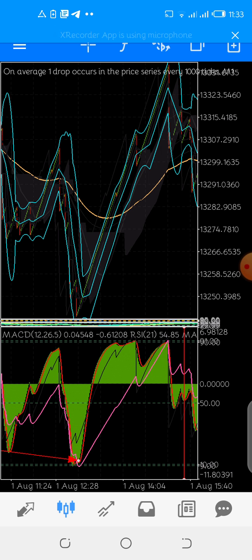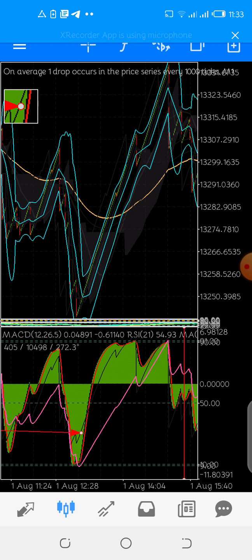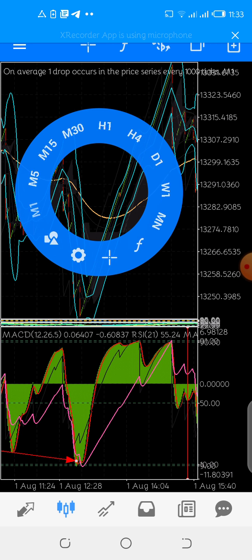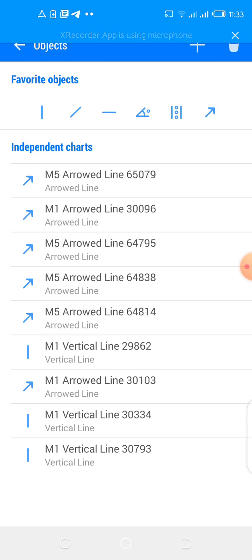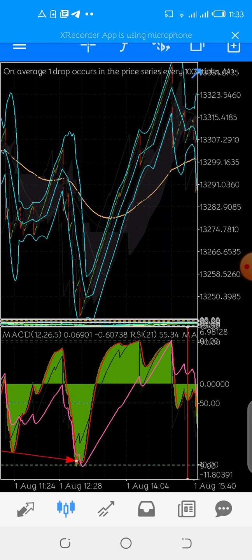When you see this, you are so sure that the market will reverse. Why? Because the MACD was not at the extreme buy. So for me, this was a sweet setup. And do you see how many minutes that was? All this, from here up to here.